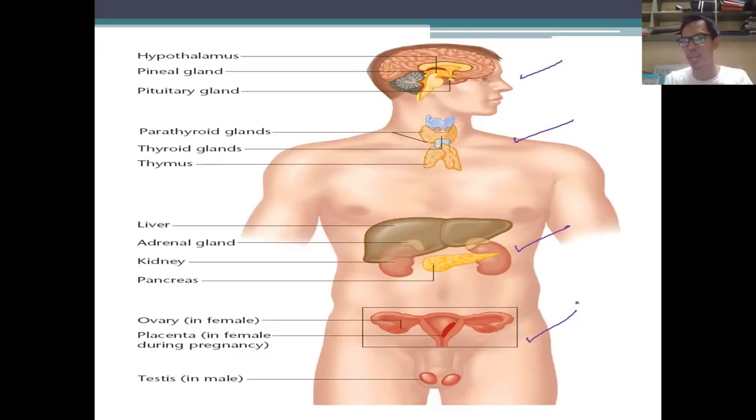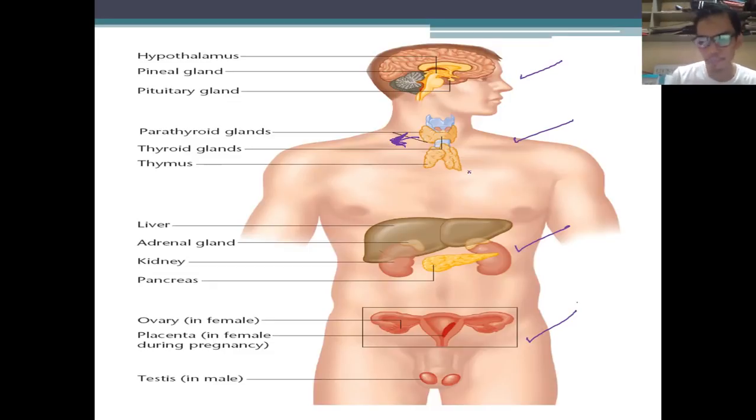The reason why they are scattered is that they are organs that can easily secrete their hormones directly into the blood system. That is why they are scattered, for easy transport of these particular hormones.